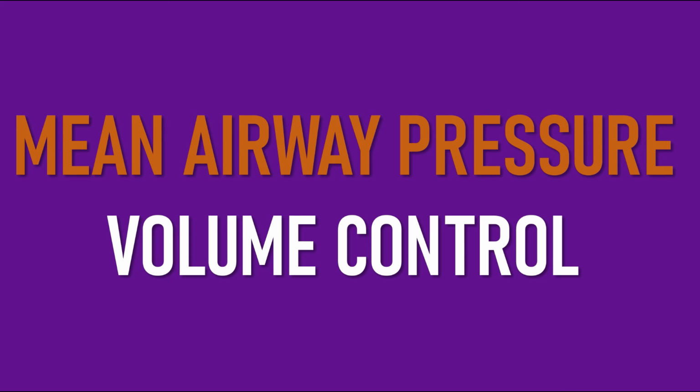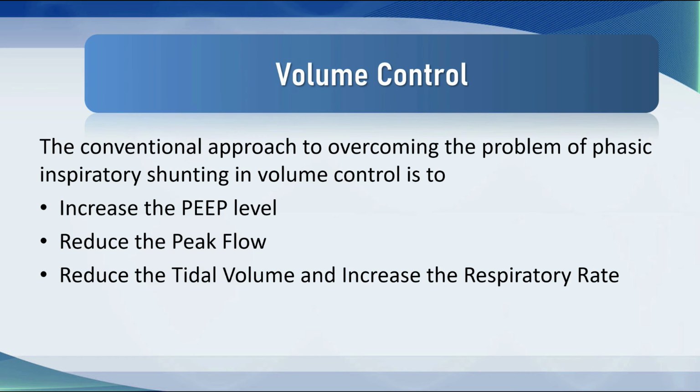Now, despite the fact that this is a tutorial on pressure control ventilation, and it's very easy to increase mean airway pressure in pressure control by just increasing the I to E ratio, by increasing the I time and reducing the expiratory time, you can also do the same thing in volume control, but you just need to be a little bit more skilled. The conventional approach to overcoming the problem of phasic inspiratory shunting in volume control is to increase the PEEP level, reduce the peak flow, and reduce the tidal volume and increase the respiratory rate.